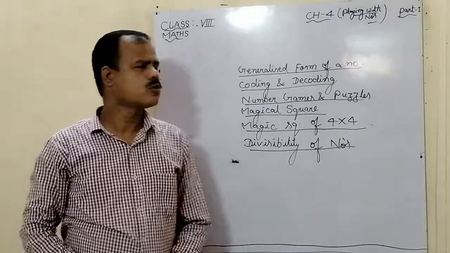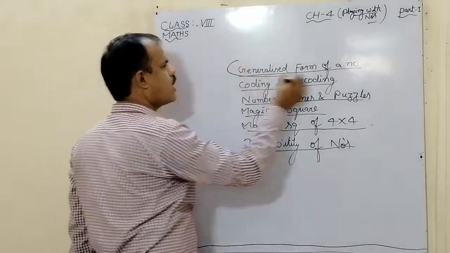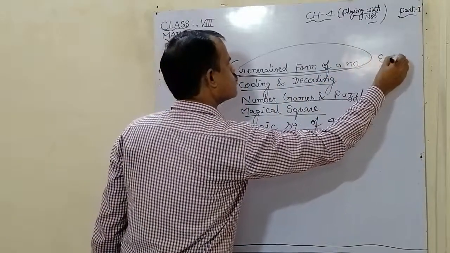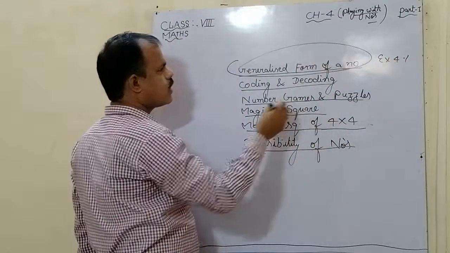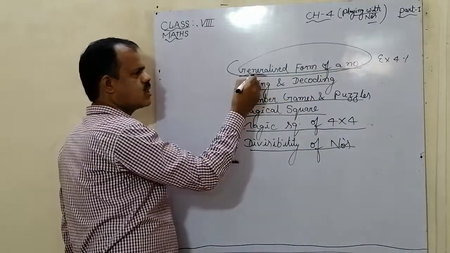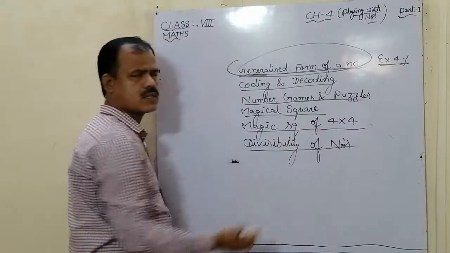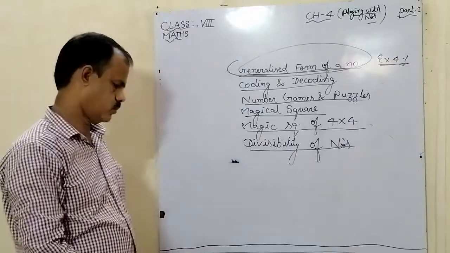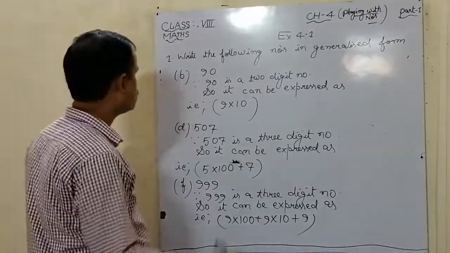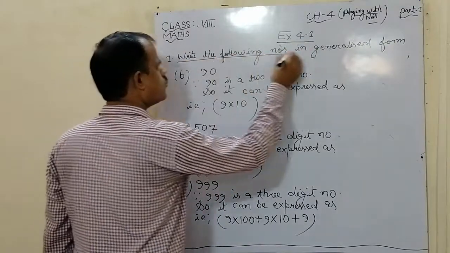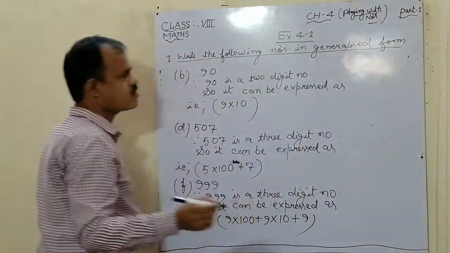So students, today's topic is generalized form of a number, which is exercise 4.1. In this part we are going to discuss generalized form of a number, that is exercise 4.1. Yes students, exercise 4.1, first question. Write the following numbers in generalized form.